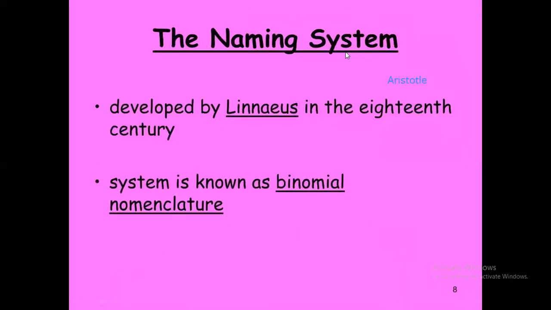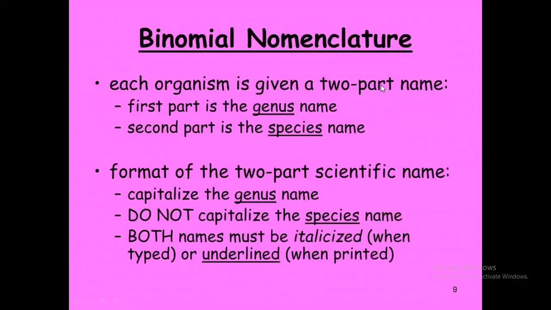Like I told you earlier about lineages, here in the naming system we're going to talk about it too. Before that, let me just remove something. Fine. Sorry for the interruption. So, the naming system was developed by Linnaeus in the 18th century, and the system is known as binomial nomenclature. What is binomial nomenclature? Now, we should keep in mind that it is very important.